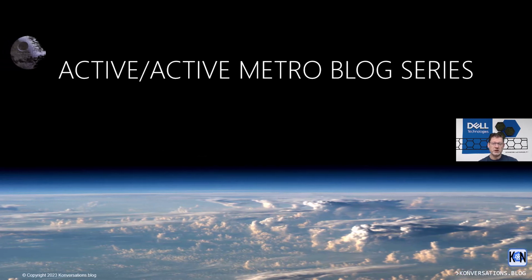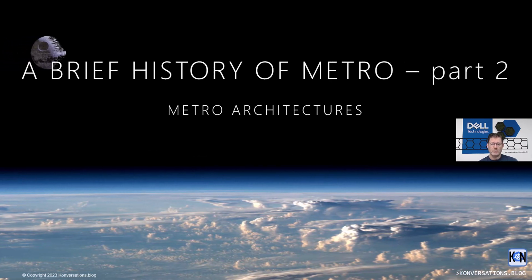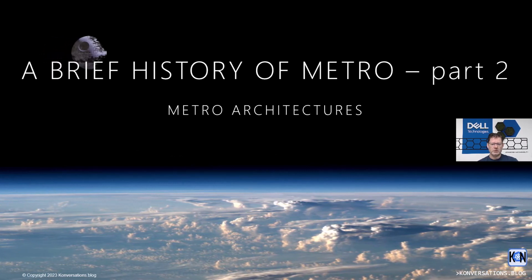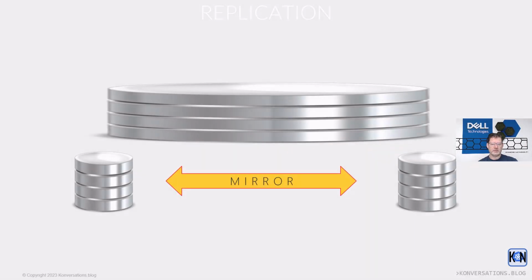Today we'll be continuing our brief history of Metro when we're looking at Metro architectures. In the previous episode, we came up to the point where we have this mirrored volume, and then the mirrored volume gets stretched across the two data centers and perceived as local to wherever you're looking from. So there's actually two architectural ways of building this.